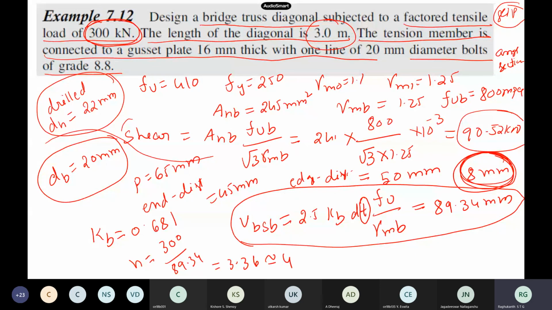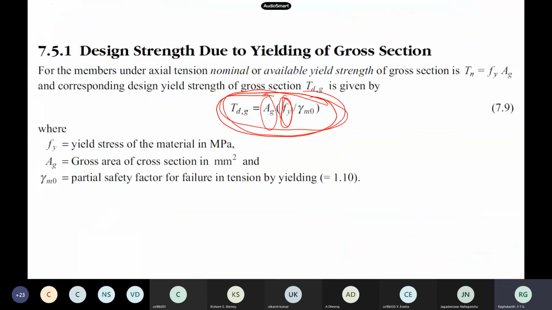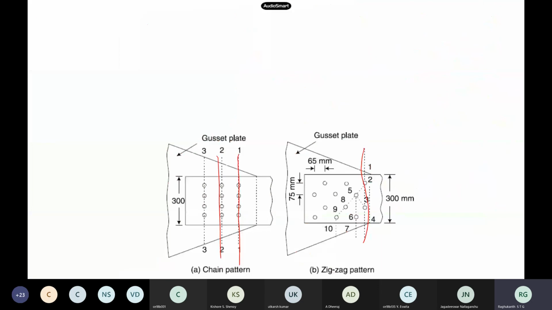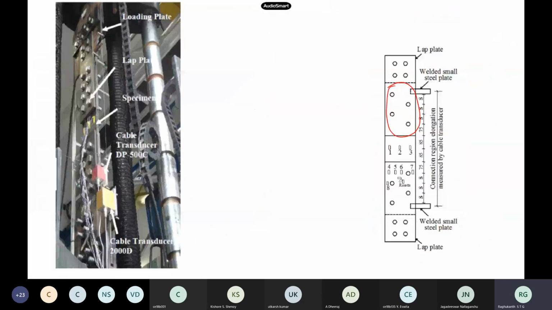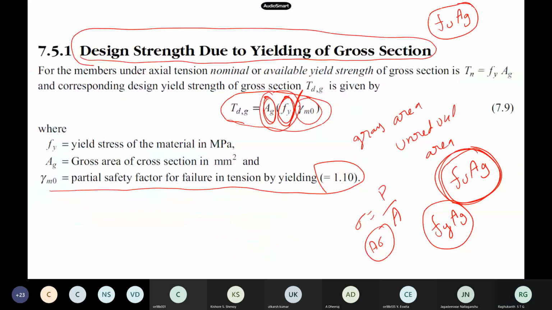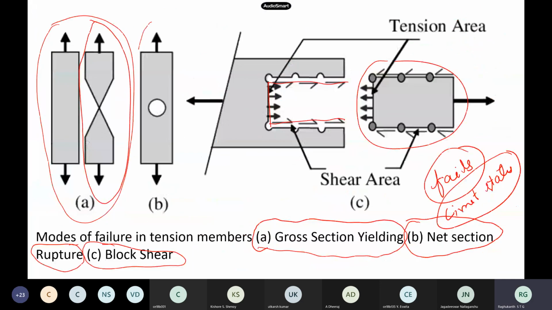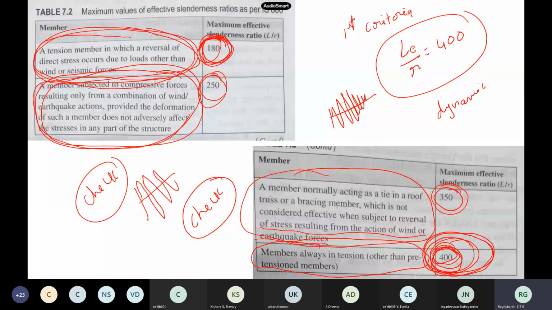For bridge trusses, you can go from the figure and take the guideline. So what happens in bridges? It is not like a pure roof truss. A member normally acting as a tie in a roof truss, or a bracing or something, you see. So this we take, 350 is the limit itself. You can take this, and if it is less than that, the design is safe itself. This way we do our calculations.